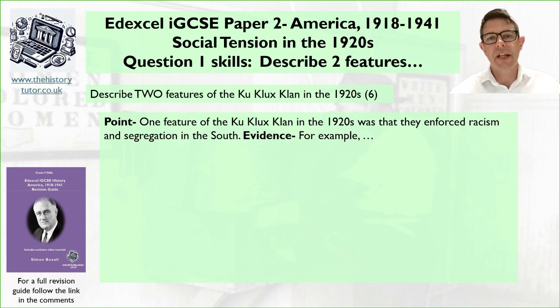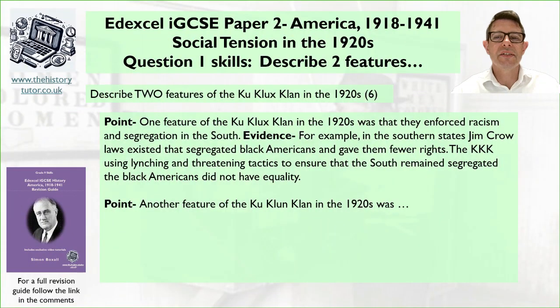So now we need some evidence for that. So, for example, now think back to the plan, think back to the revision guide. What sort of evidence could you give to back that idea up? Pause me now and put some ideas. Okay, so I said, for example, in the southern states, Jim Crow laws existed that segregated black Americans and gave them fewer rights. The KKK used lynching and threatening tactics to ensure the South remained segregated and the black Americans did not have equality.